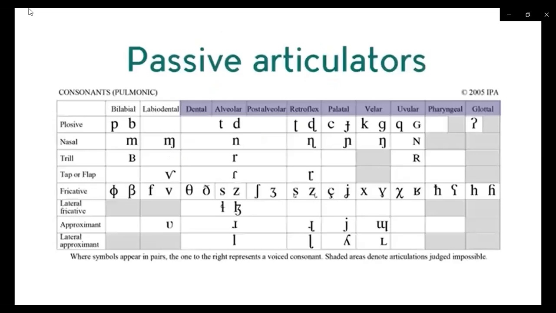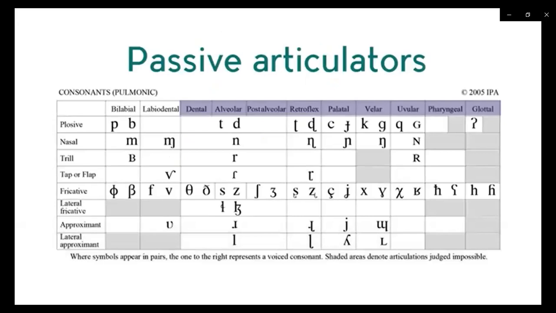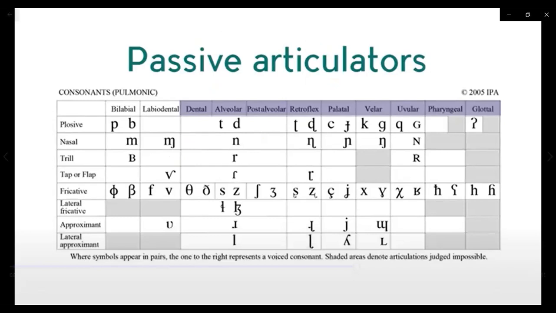When you move to the right or to the back of the mouth, the word is just one part. Dental means tooth or teeth, and that's the adjective for it, which is only mentioning the passive articulator. We usually only mention the passive articulator, not the active articulator.